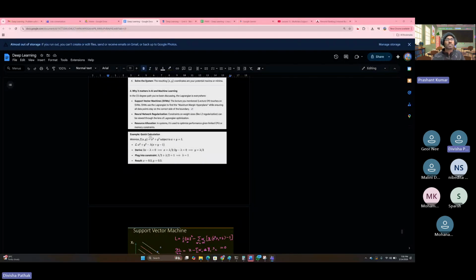You can see. This is just a quick calculation. For example, minimize f of x, y. They have given the example x square plus y square, subject to x plus y equals something. Zoom it. Yeah, yeah.